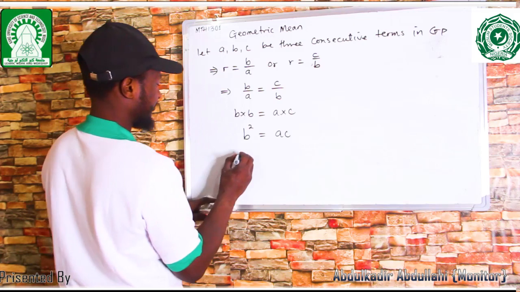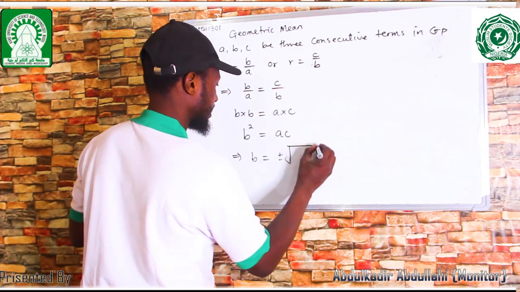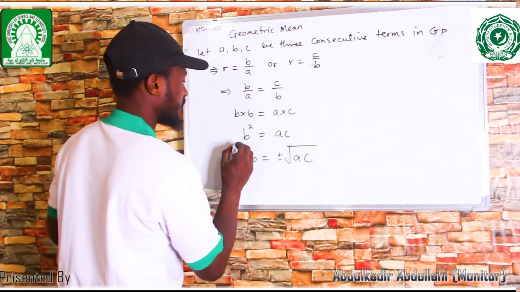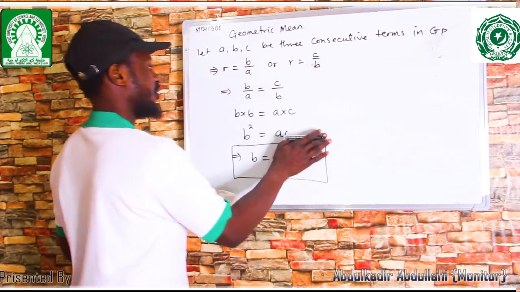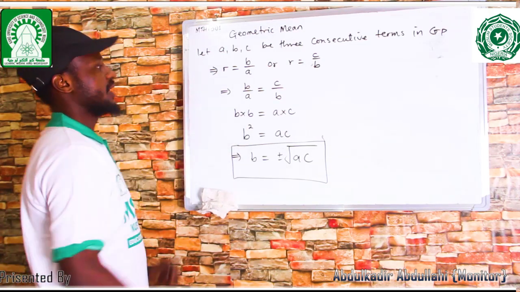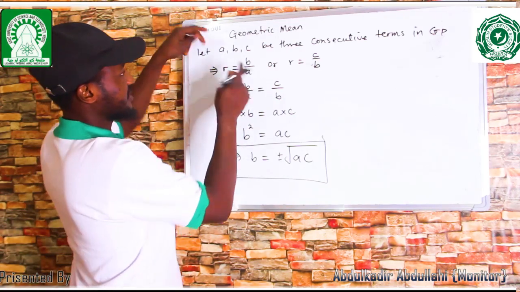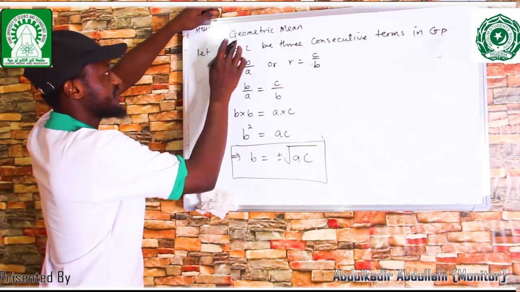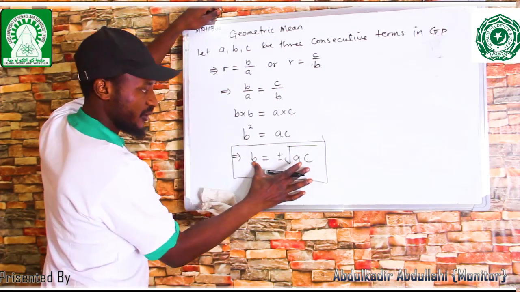So this implies B is now equal to plus or minus the square root of AC. So this one here is the formula for finding the geometric mean of a given geometric series. This implies that whenever you have 3 numbers, the middle number is the geometric mean. And this is how we found it.